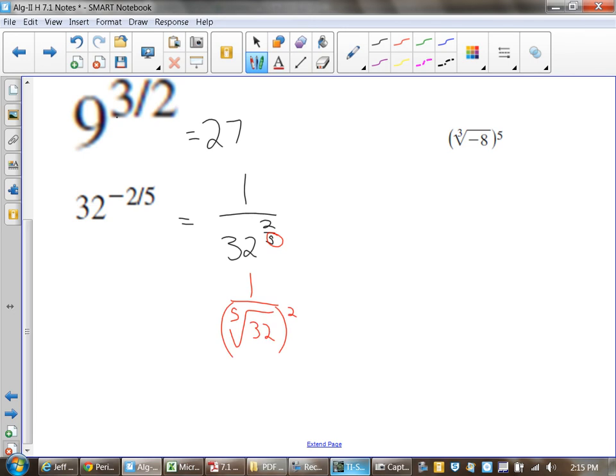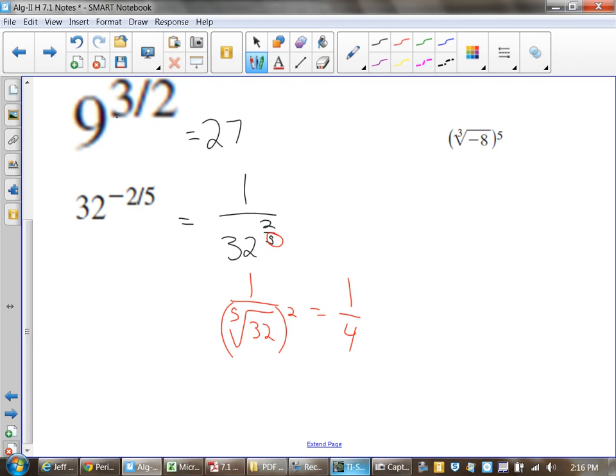So start to think this through. If it's 5 numbers you have to multiply together to get 32, those 5 numbers should be rather small. It's 2. Because remember, we just did 3 cubed a second ago and that was 27. So in this case, what's the 5th root of 32? 2. What's 2 squared? 4. So my final answer is 1/4.